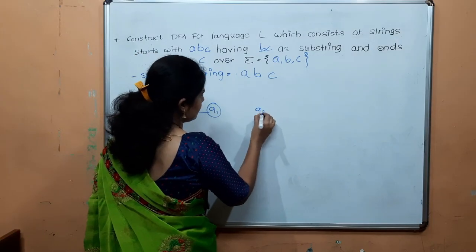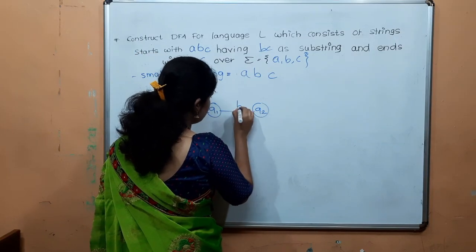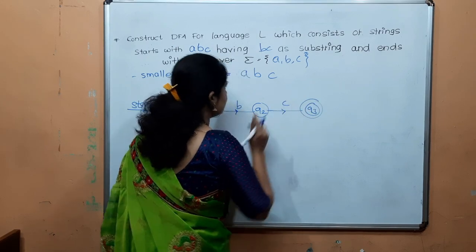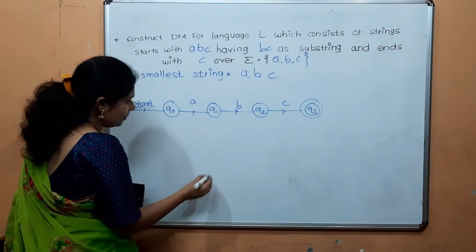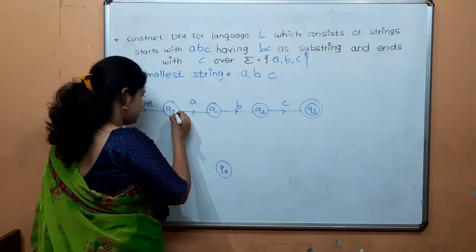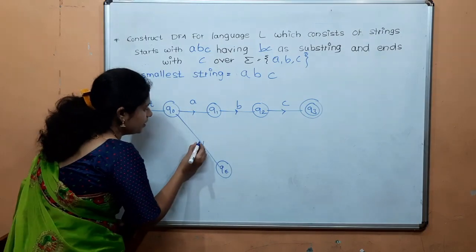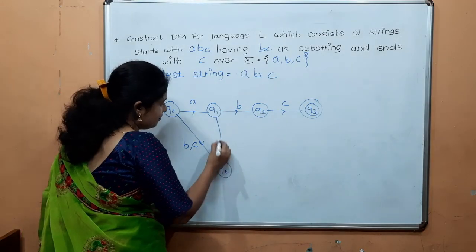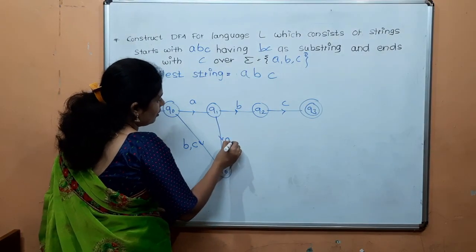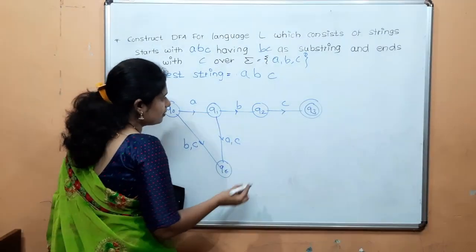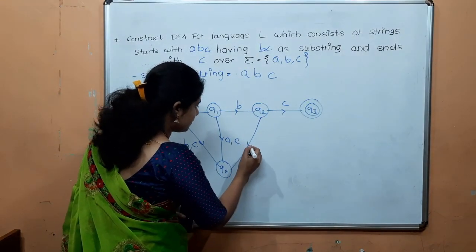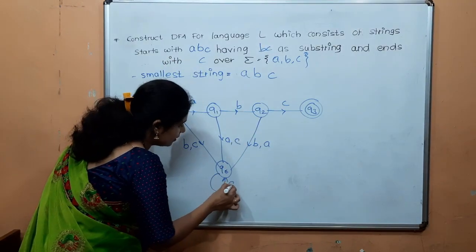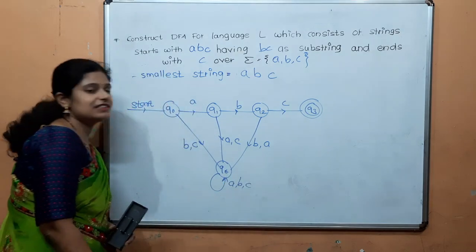A, B and C. Okay, starts with what? A, B and C. See here, if the string starts with B or C, it is invalid. After that, if A or C occurs between these two, that is also invalid. If B or A occurs in between B and C, that is also invalid. So it goes to the dead state. Okay, this is the starts with part.